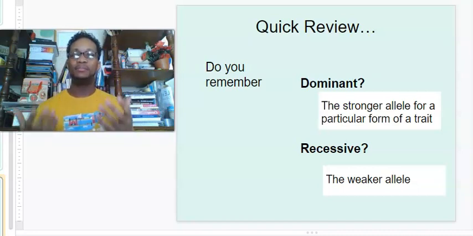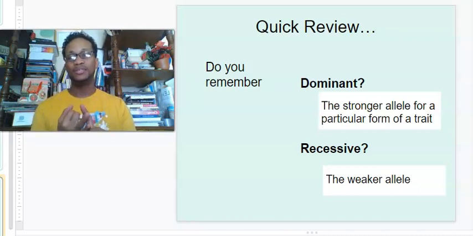That is basically what Punnett Squares are about. We explained what it is, what its purpose is, and how it's applied in life.